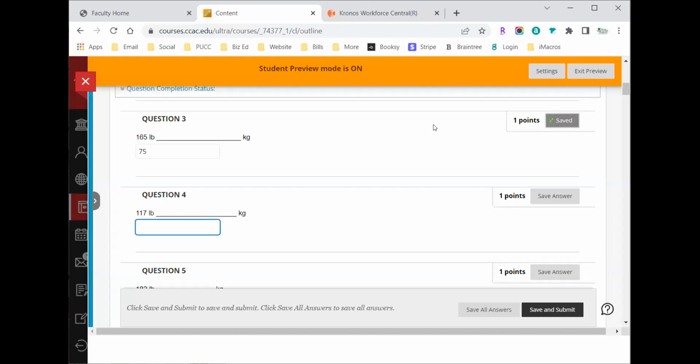Now 117 should be one that I'm going to have to do some work with. So I'm going to get 53.18181818. What am I going to put for my answer here? If I do 117 divided by 2.2 and I get an answer of 53.181818, what do I put as my answer in this box?